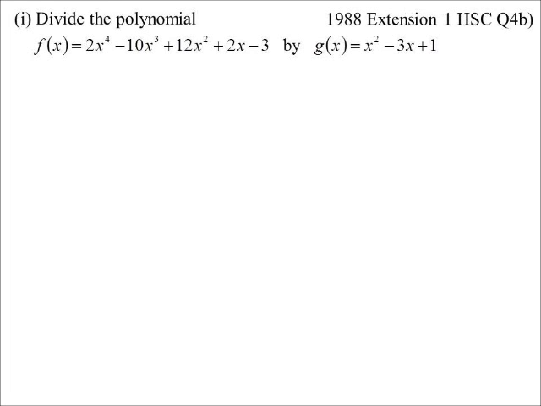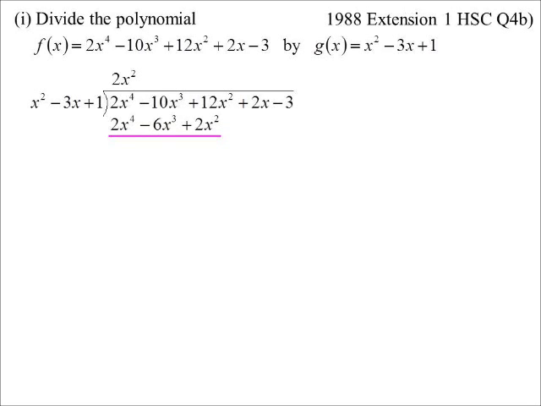Okay, let's set it up. Okay, same thing. x squared into 2x to the power of 4, 2x squared. Multiply out. 2x to the 4 minus 6x cubed plus 2x squared. Do a subtraction. This, I guess, is where most of the mistakes happen with the negatives. So be careful. Minus 10 minus minus 6 is minus 4. 12 minus 2 is 10. Bring the other terms down.